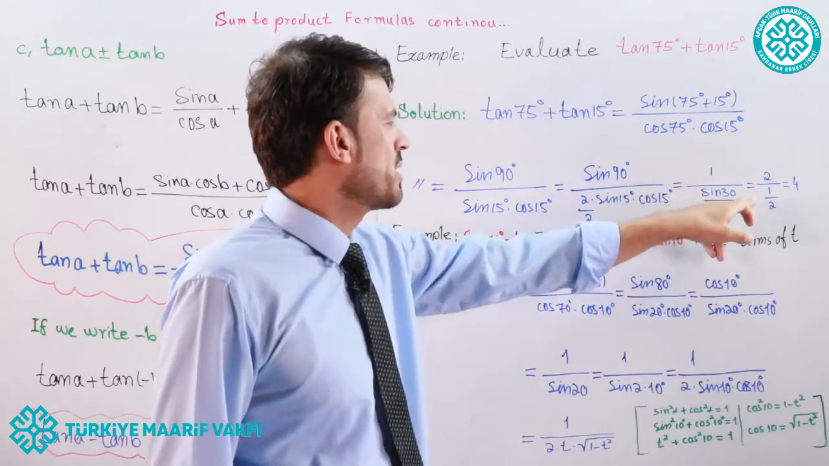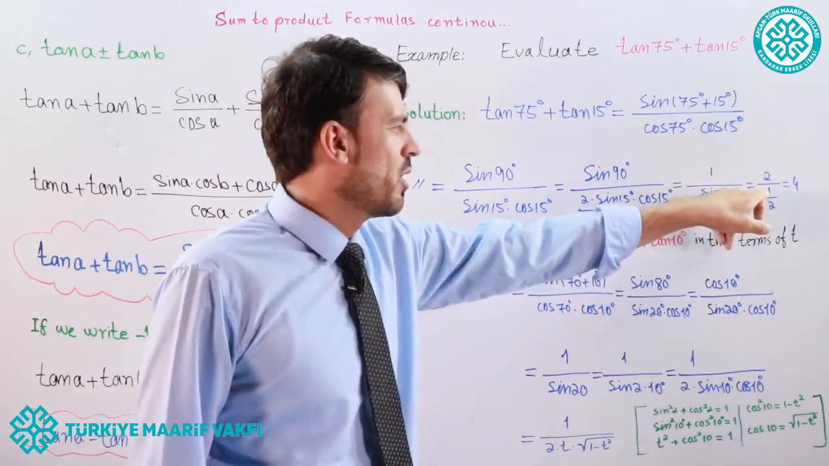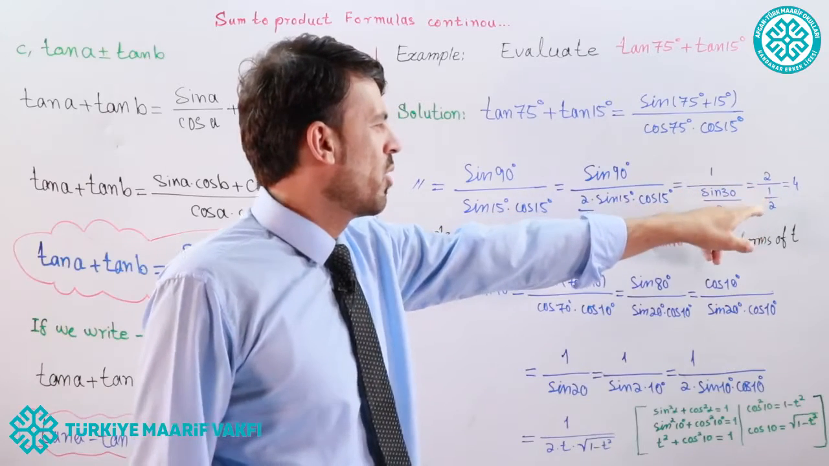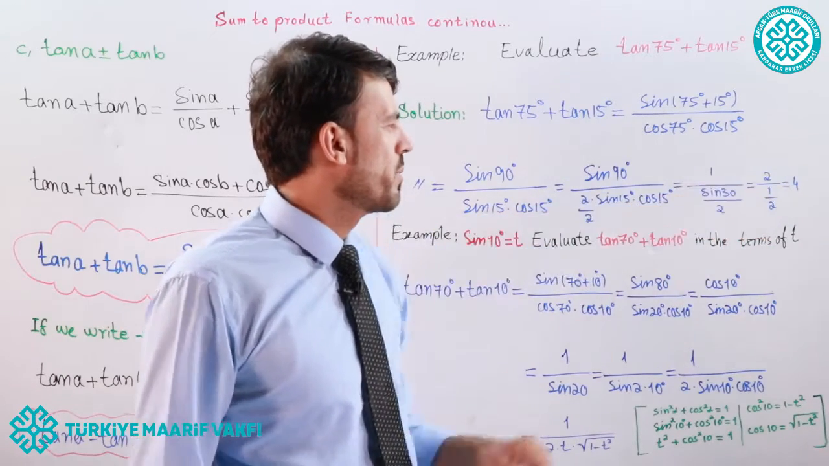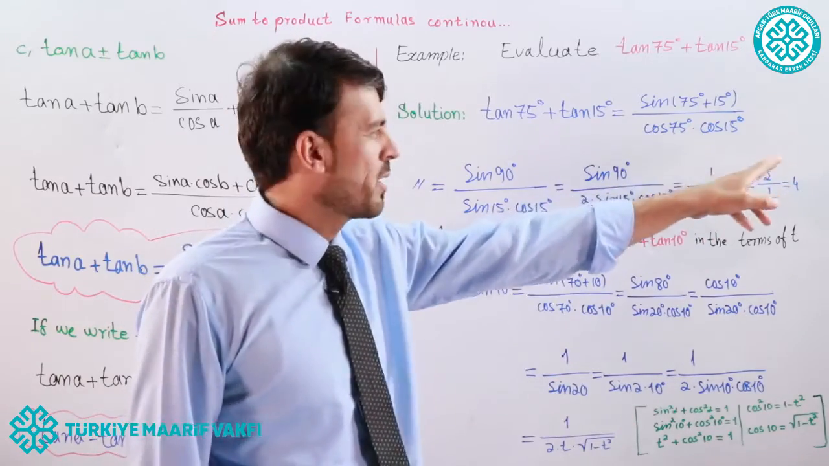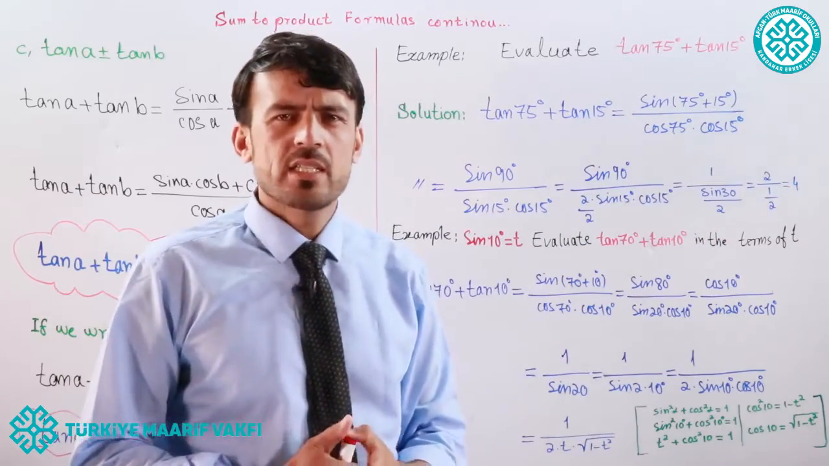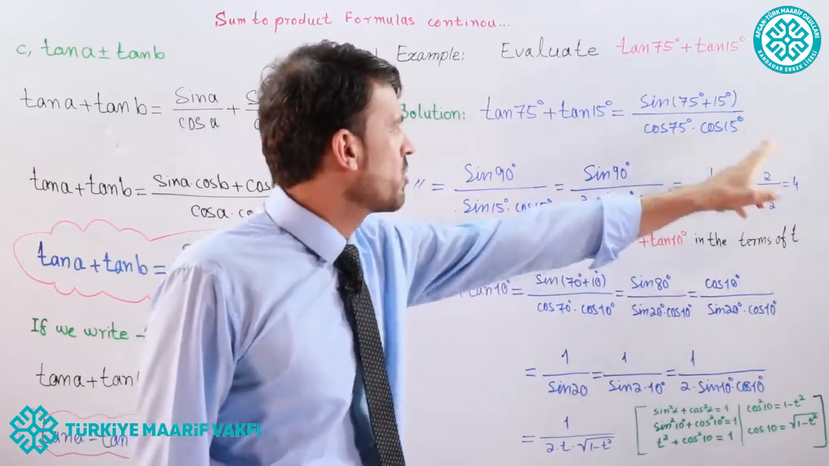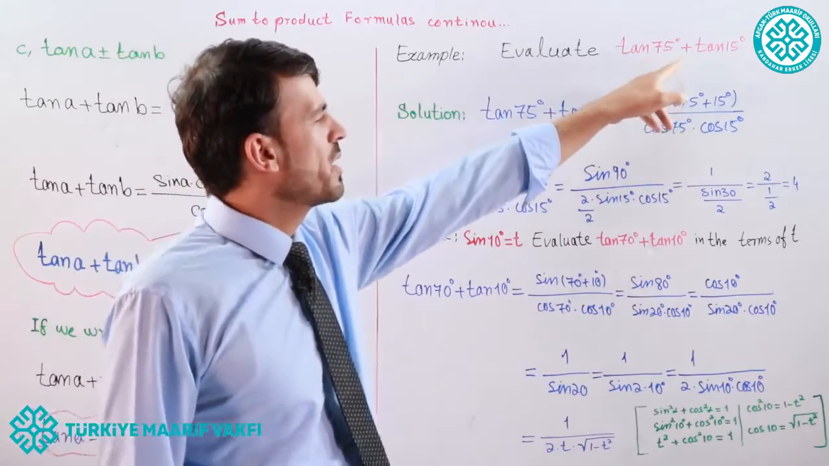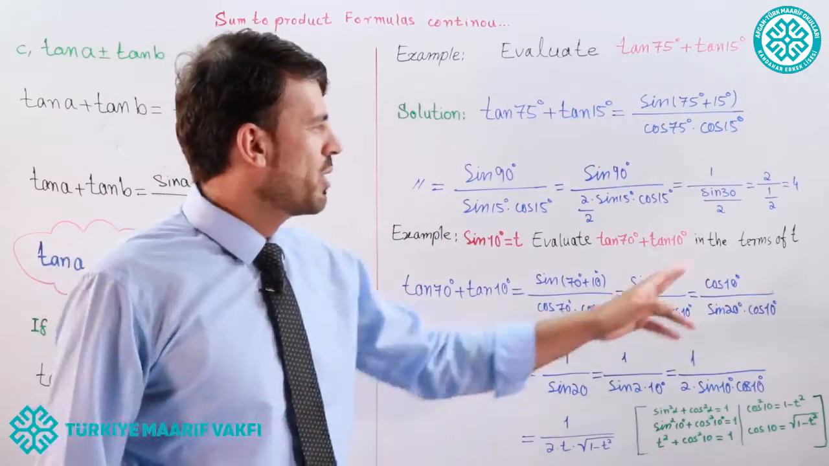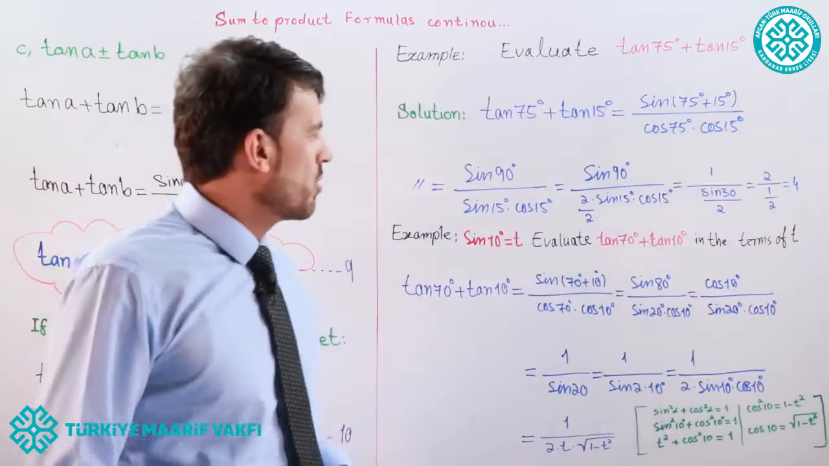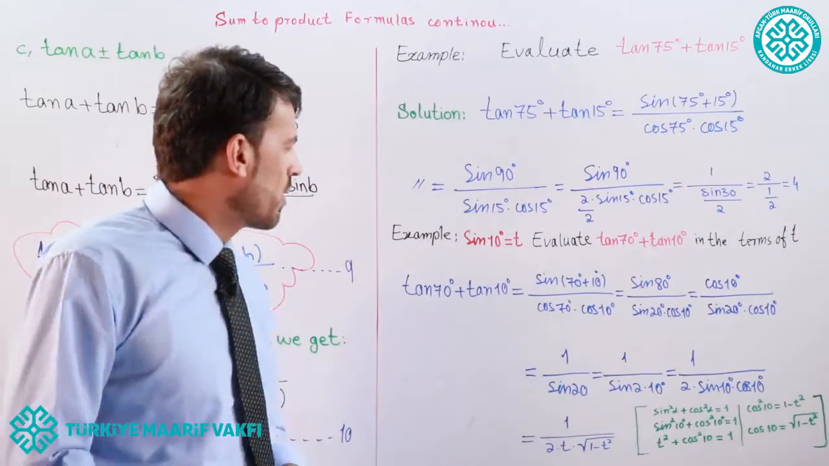We have 2, and instead of sine of 30 degree we are writing 1 over 2. This will be written in the numerator, and after multiplication the answer will be 4. So tangent of 75 degree plus tangent of 15 degree is equal to 4. So this was our first example.